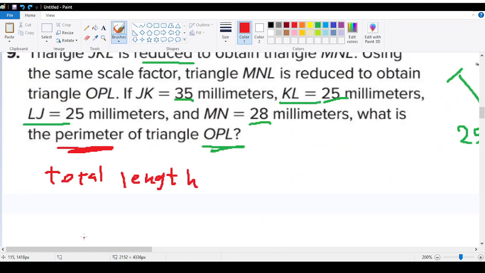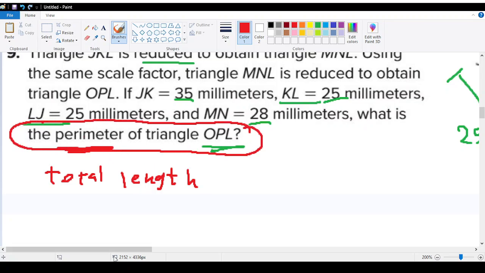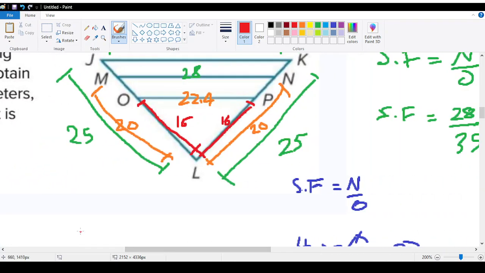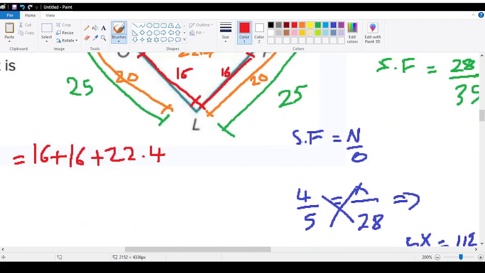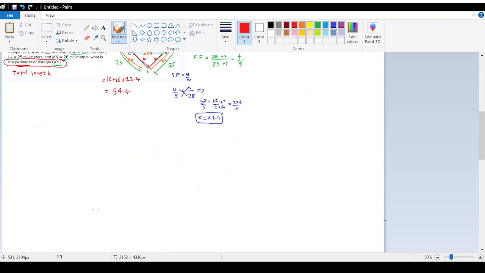He needs the perimeter of what, Shamsa? OPL. Go for OPL. Yalla, add the outside. Tell me, what should I write? 16, then? 16. Then? 22.4. After we add them, you can use the calculator. It's going to be 32 plus 22.4. What does the perimeter end up as? 54.4. Is that the same answer in your book?